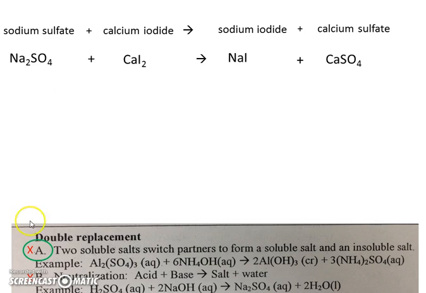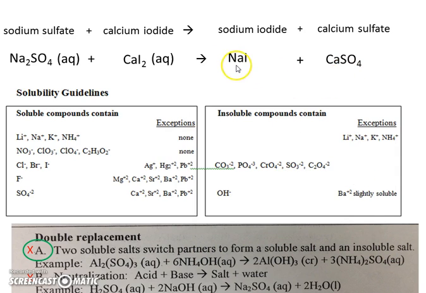And now let's read what this states one more time. Two soluble salts. So let's make both of these salts aqueous or soluble. Switch partners to form a soluble salt and an insoluble salt. So let's see which one of these is soluble and which one is insoluble. So let's look up sodium iodide. Let's look up the sodium. Well, you can see that sodium is soluble and there are no exceptions. So we can write AQ after sodium iodide.